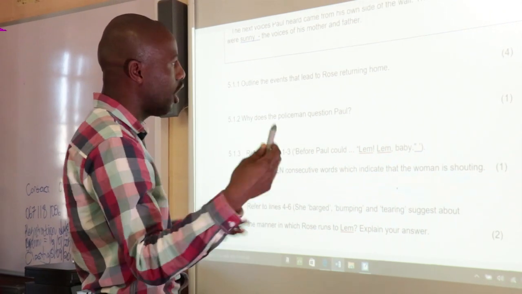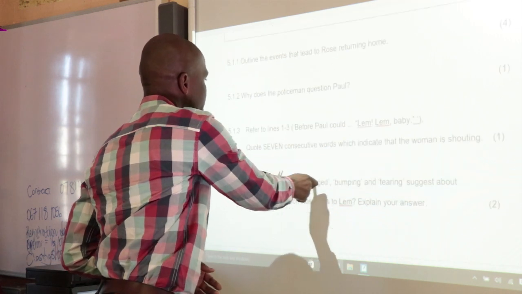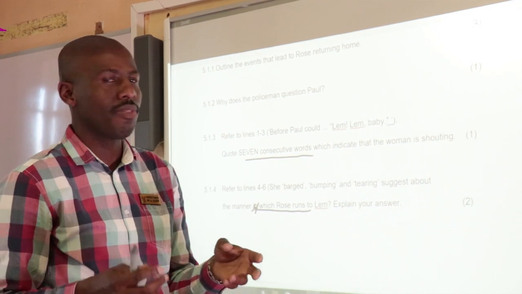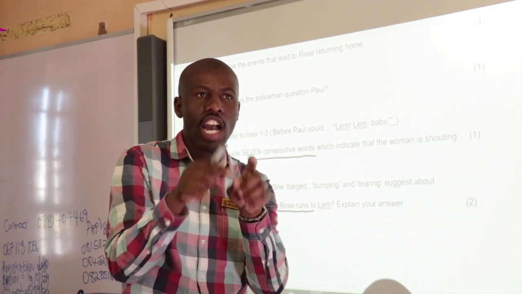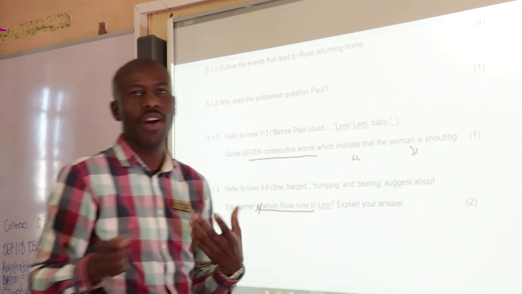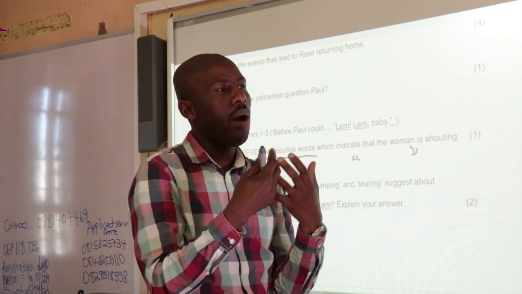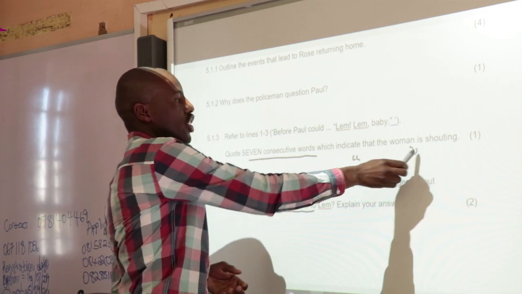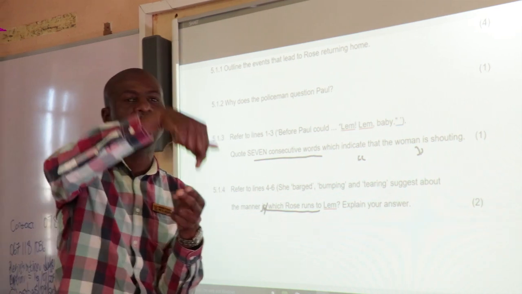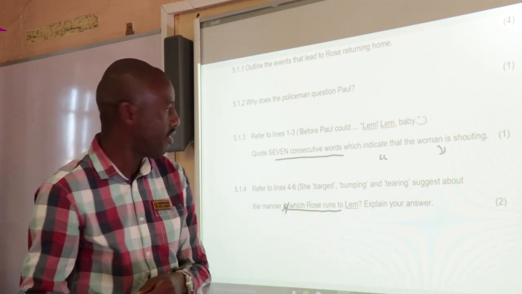Why does the policeman who questioned Paul want to find out about the gunshots? Quote "7 consecutive wins." Mr. Zondi has alluded to this. If they say consecutive, you must make sure those words follow each other. They are consecutive, and you must always write your quotation marks. However, you will not be penalized. Okay, let's not tell them, but we know as teachers, our learners are not penalized for not putting quotation marks. But if they say quote a word, it must be one word. If there are two words, even if the word is there, it's incorrect. If they say two words, it must be two. If they say 7, it must be 7.